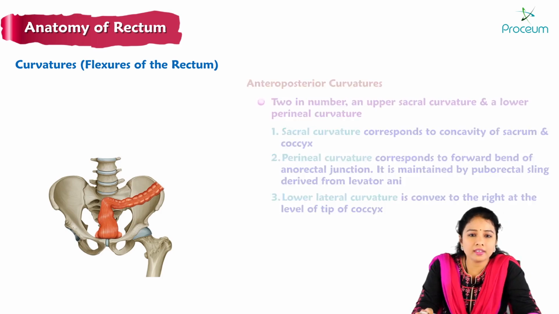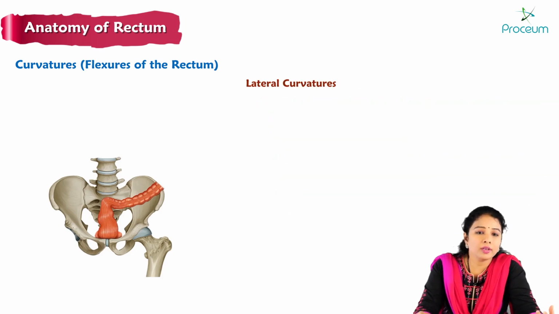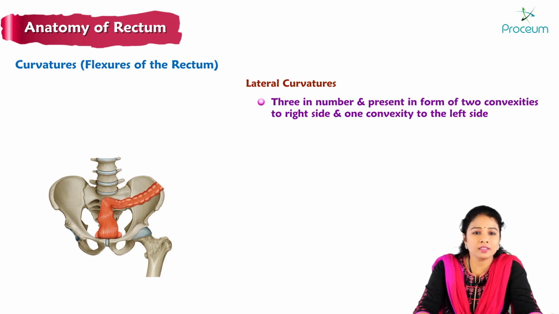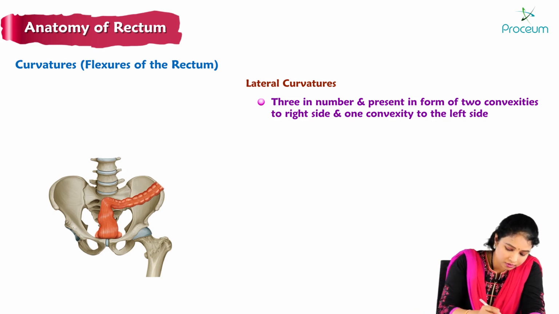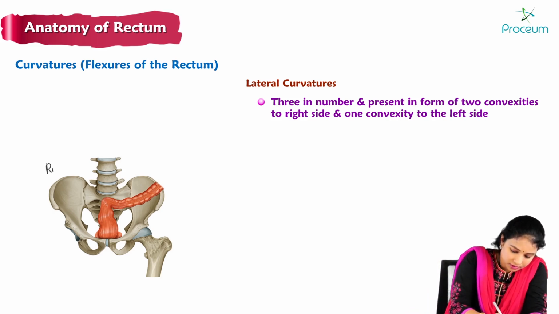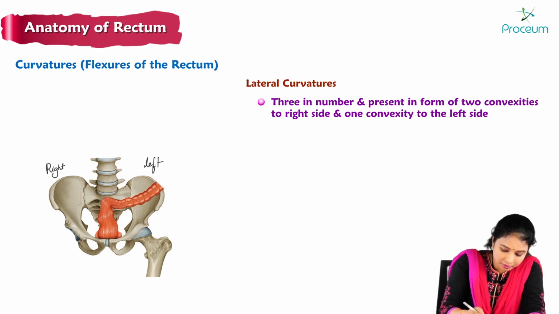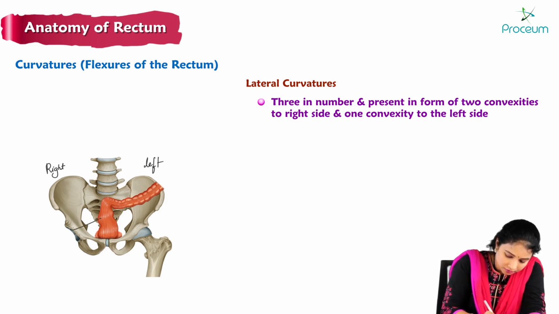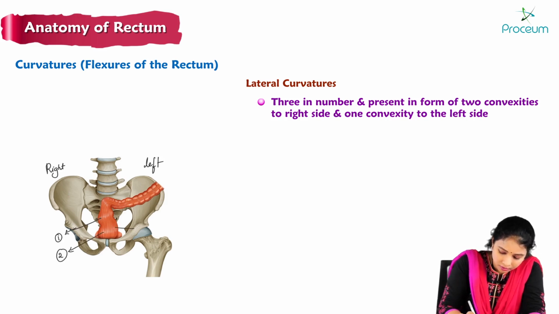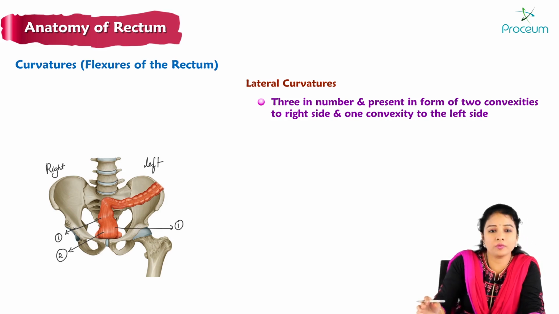Next, regarding the lateral curvatures, the lateral curvatures are well appreciated in anteroposterior view. There are three lateral curvatures which are present in the form of two convexities on the right side and one convexity on the left side. So this is the right side, left side of the lesser pelvis. This is the first convexity on the right and towards the left there is only one convexity.